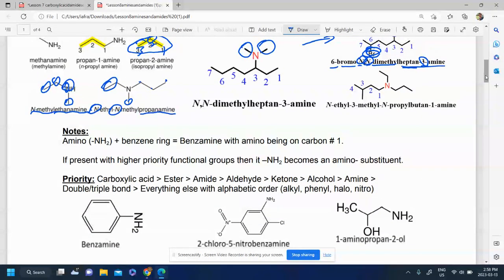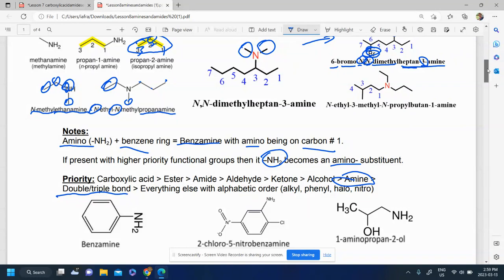A couple little things. If you have an amino group on a benzene ring, we call that benzenamine, with the carbon with the amino being carbon number 1. If there are higher priority functional groups present when there's an amino group present, then your amino group becomes an amino substituent. Generally, you'll see that amines are not that high in priority. They are higher than double, triple bonds, but they're lower than alcohols. So as soon as there's a hydroxyl group present, the amine becomes an amino group, and that's it. You don't name the parent chain as an amine. You name it as an alcohol, and then the amine would be an amino substituent.